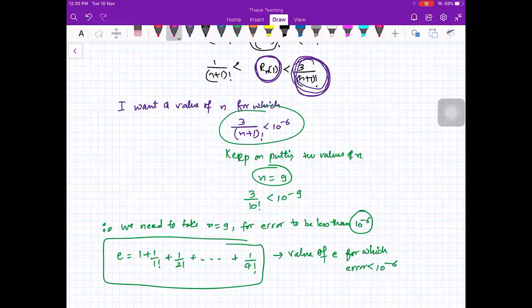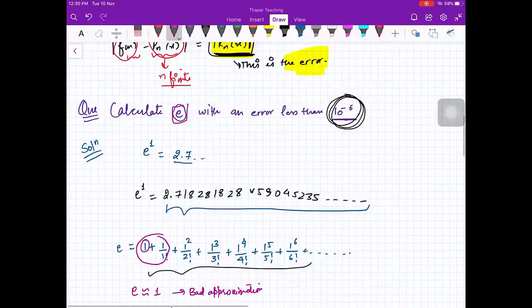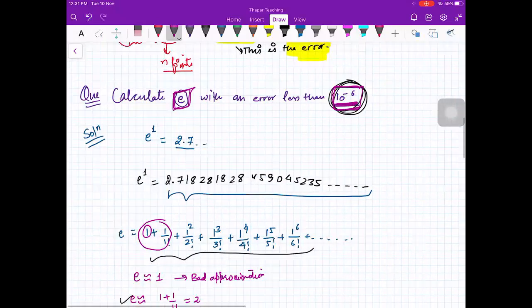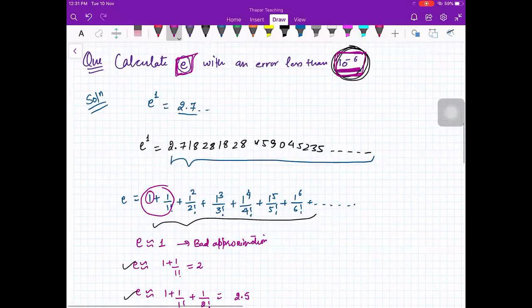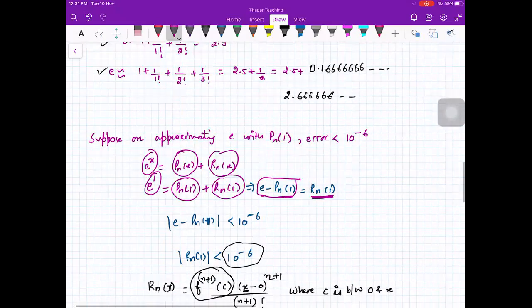Okay, beta. Your question is that you have to write a value of e so that the error is small, because we cannot write the exact value of e. So we are saying write a value of e so that the error is less than 10 to the minus 6. We know that e raised to power x is Pn(x) plus Rn(x). I want to compute e raised to power 1, so I put x equal to 1. So e raised to power 1 is Pn(1) plus Rn(1). So e minus Pn(1) is the error, which is equal to Rn(1). So I want Rn(1) to be less than 10 to the minus 6.